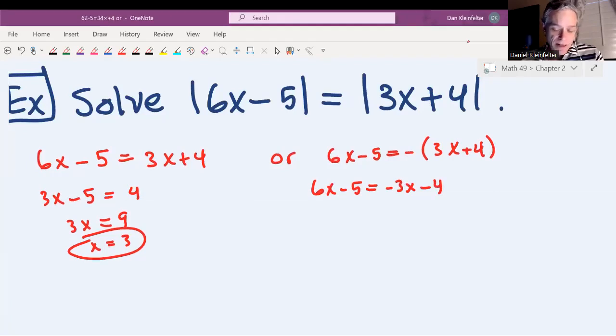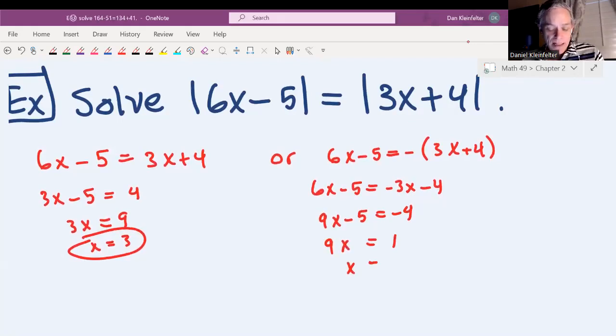Collect variables on the left, so let me add 3x to both sides. We'll have 9x minus 5 is negative 4. Add 5 to both sides, 9x will be 1, and so that makes x equal to 1/9. So our two possible values are going to be 1/9 and 3.